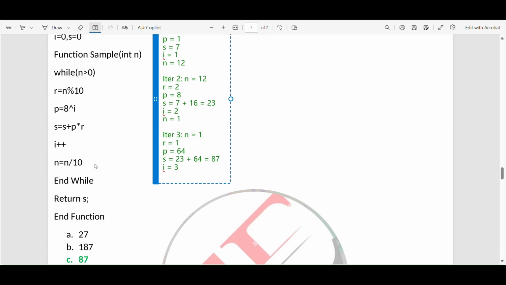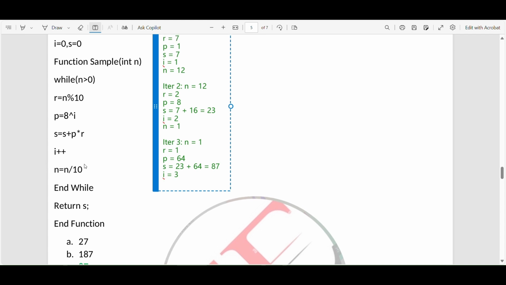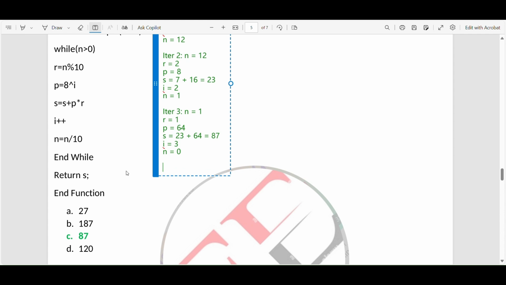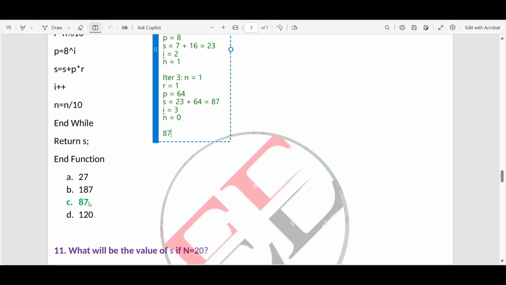And next n is divided by 10. And when this is divided by 10, we'll be getting it as 0. So when you again go to the while, n is greater than 0 is not true, then we will be returning s. What is s here? S is 87 and ending this function. So the output is 87 for this pseudocode. Okay, this is the answer for this pseudocode.